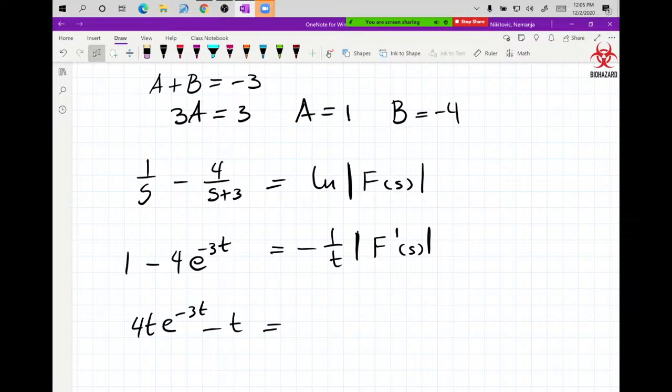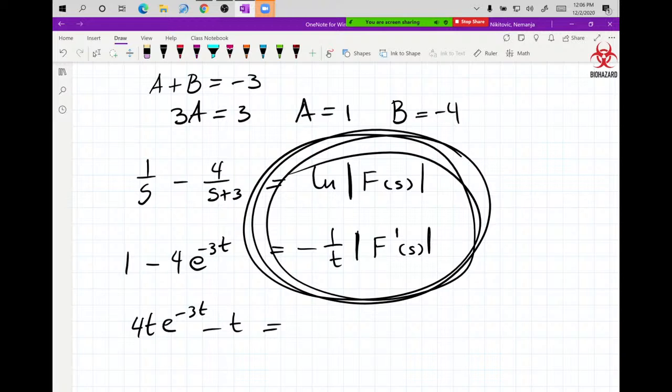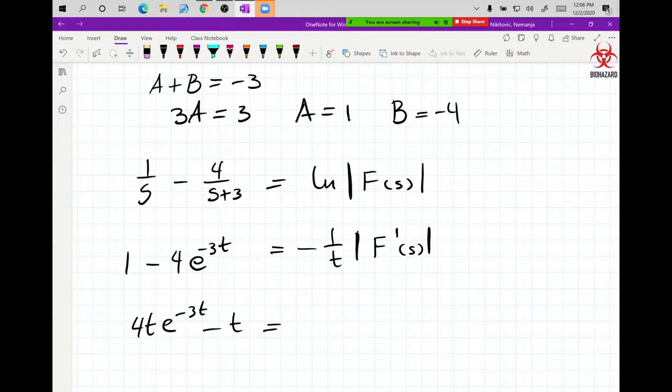Oh man, I confused myself. I can't even imagine where you are at this point. All of this is good up to this line, so everything is certified up to here. It's this part here that is messing me up right now, to the point where my head hurts. The formula for inverse Laplace of f of S is equal to negative 1 over t inverse Laplace of f prime.